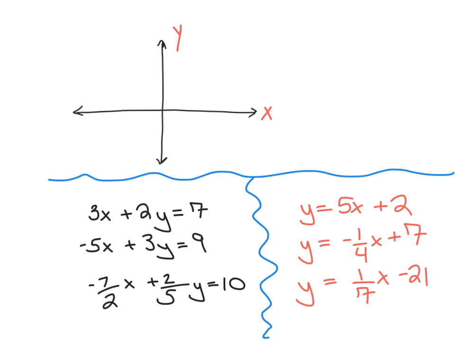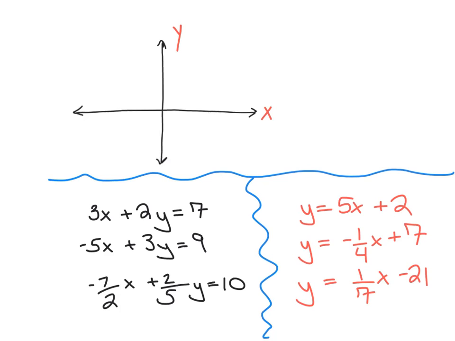If you have an equation that has an x and a y in it, then you can graph that equation on a graph with an x-axis and y-axis. Okay, so I want to practice identifying equations that are in standard form and equations that are in slope-intercept form.